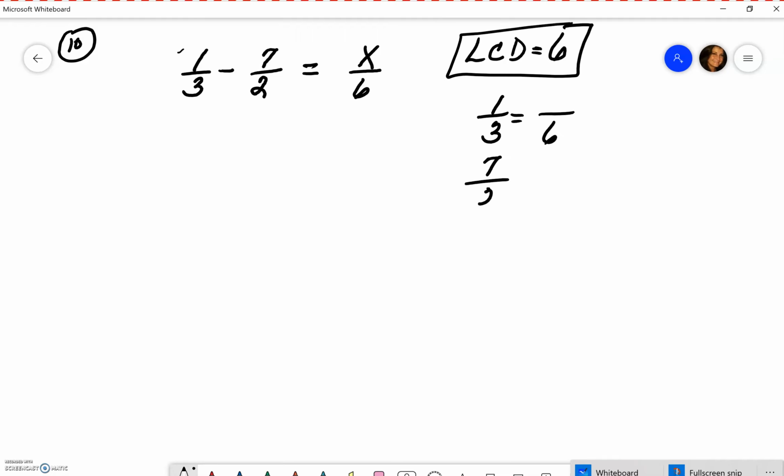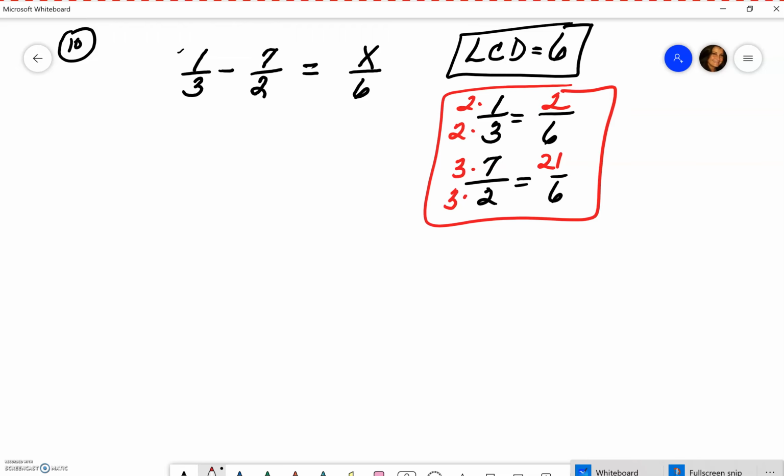To come up with our equivalent fractions, I'm going to set them up. And it's 7 over 2 is equal to something over 6. And then I start doing the multiplying process. 3 times 2 is 6, so 3 times 7 is 21. 2 times 3 is 6, so 2 times 1 is 2. There's our equivalent fractions. I'm going to go over here and write them out. So we have 2 over 6, and that's subtracted by 21 over 6 equals x over 6.